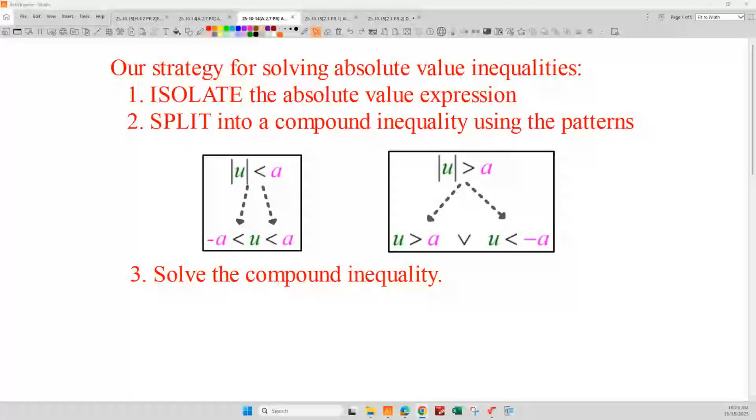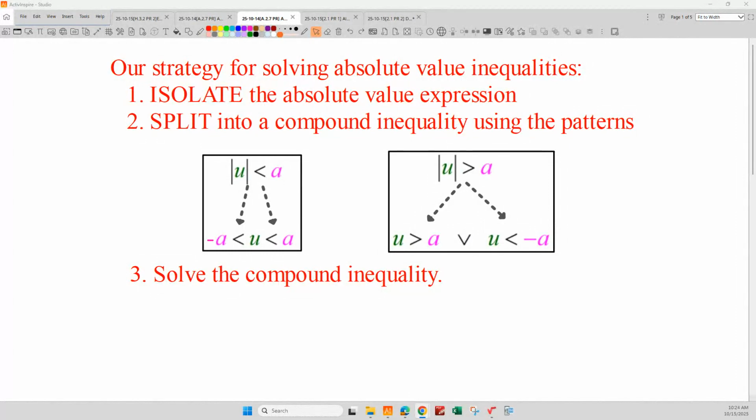About solving absolute value inequalities, right? Let's just review this process, and then we want to make sure we have those patterns memorized. That's really important to have all the patterns memorized in order to solve absolute value equations or inequalities. If you don't have them memorized, you're not going to have much success, right? So that's one thing we've got to take care of. We'll practice that a little bit today.